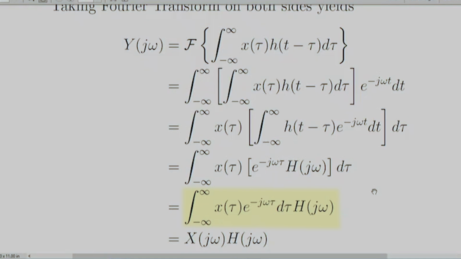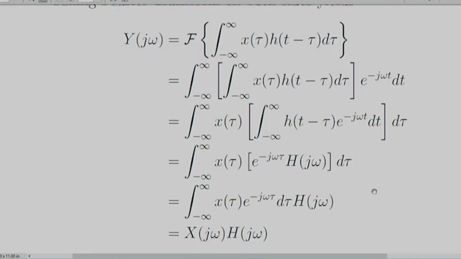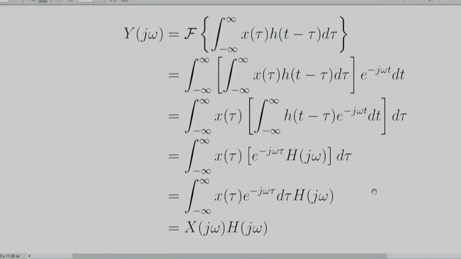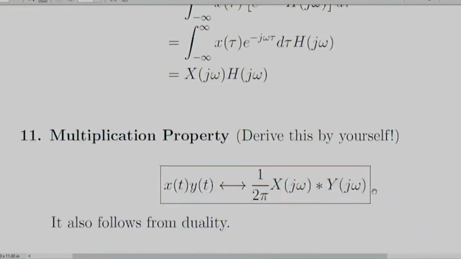Well, if we pull that h of j omega out, this is nothing other than the Fourier transform of x. So we end up with x of j omega times that h of j omega, and we get the product. Okay, so it's just a straightforward application of the analysis equation, but making use of the time-shifting property of the Fourier transform.